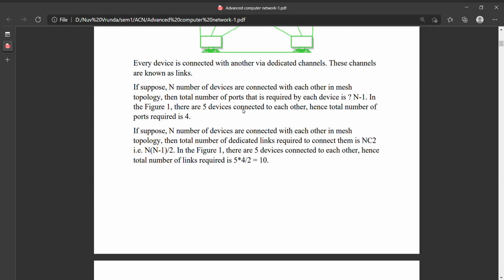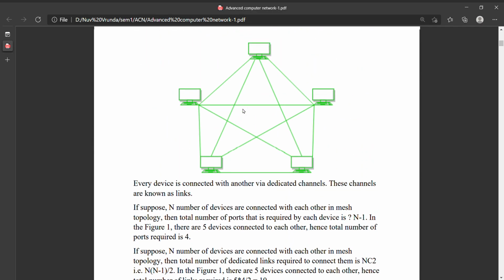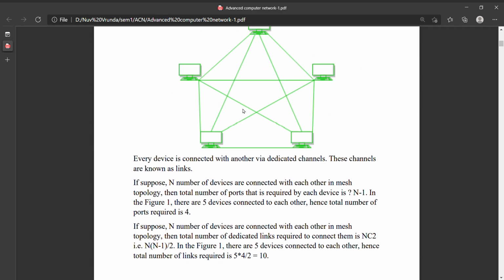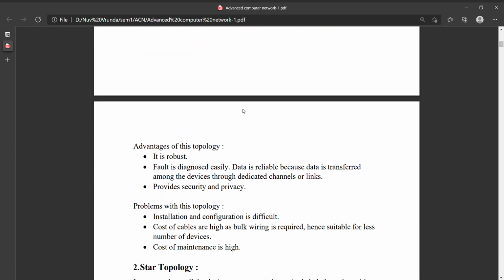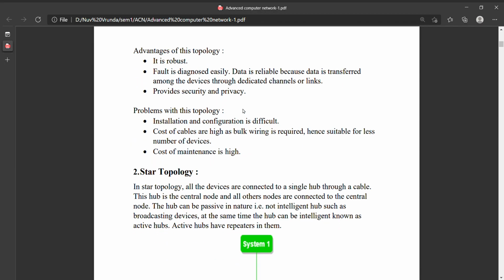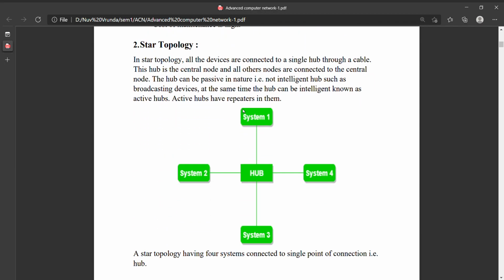The number of wires and physical connections is more than in other topologies, so it is obvious that the cost of maintenance is high. Next is star topology. All the devices are connected to a single hub through a cable. This hub is a central node, and all other nodes are connected to the central node.